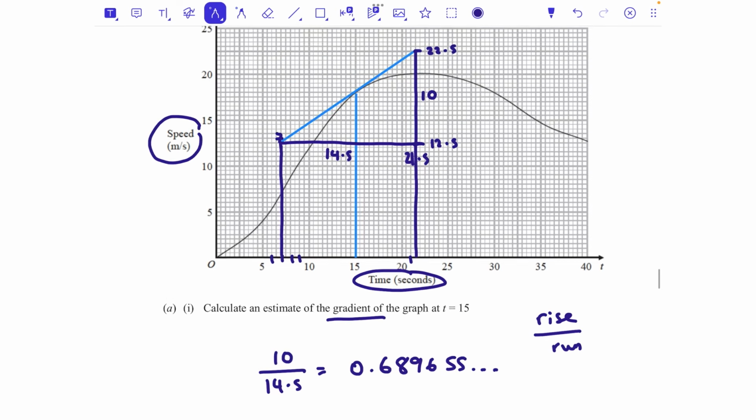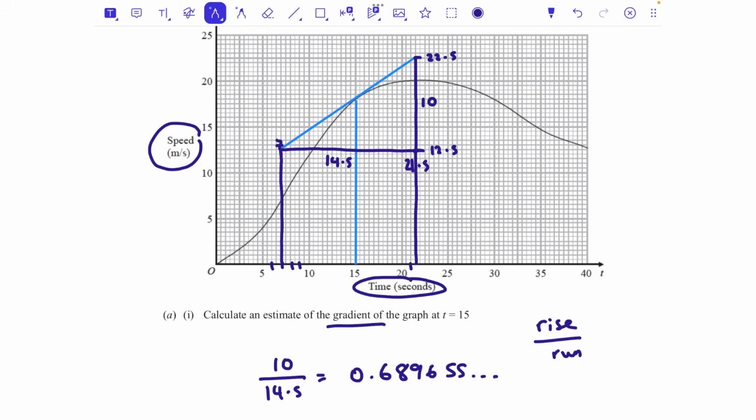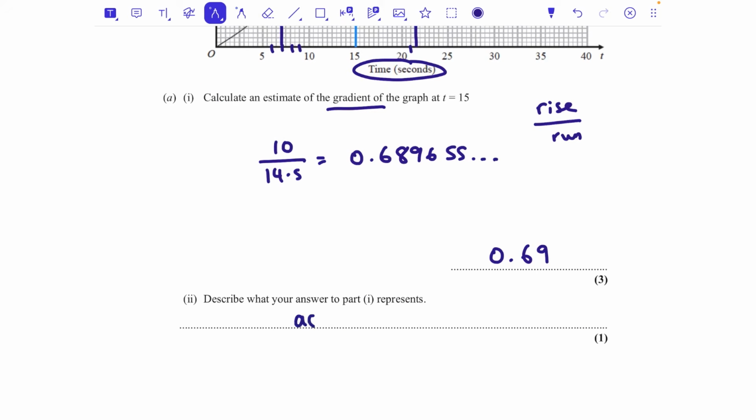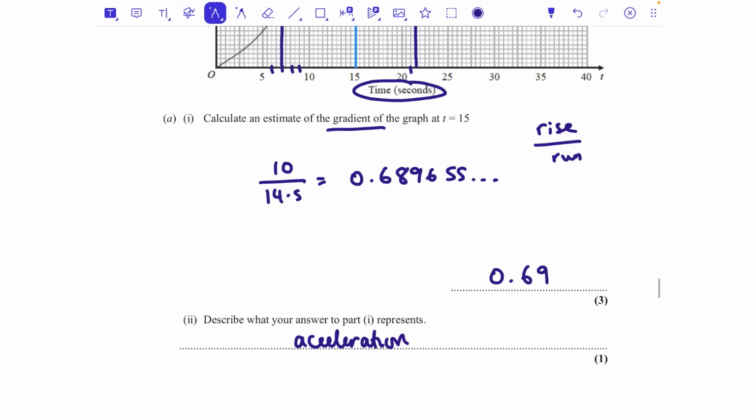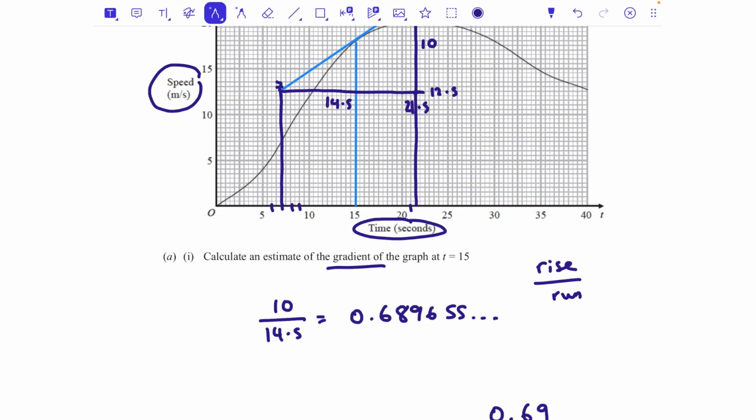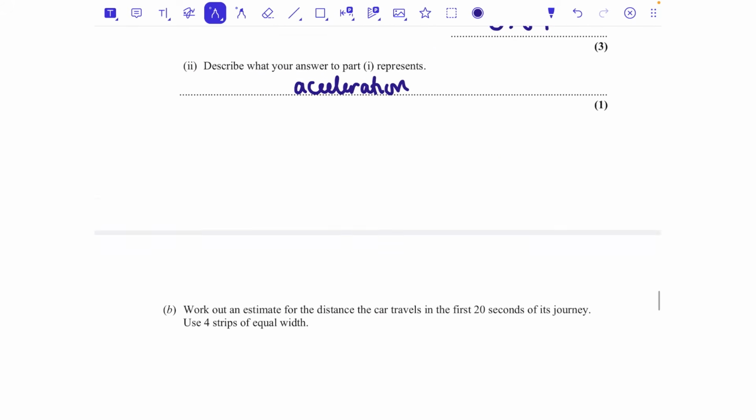So with this graph specifically, it is a speed time graph or a velocity time graph. The gradient of a velocity time graph is the acceleration. It's the rate of change of speed, which is the acceleration. If you had a distance time graph, then the gradient represents the speed or the velocity. But because this is a speed time graph, the rate of change of speed is the acceleration.